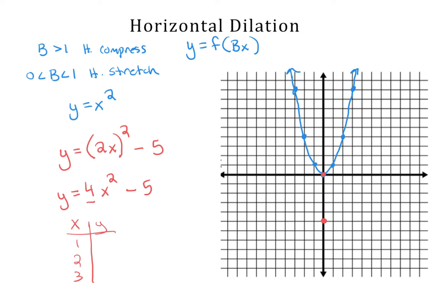And then for some of these, it's probably easiest to just plug in your values. So we've got our 1, 2, and 3. So plug it in. 1 squared times 4 minus 5 is -1. And then when you plug in 2, 2 squared is 4, 4 times 4 is 16, minus 5 is 11. So this will go off our graph, but we can get 2, 11 on here.